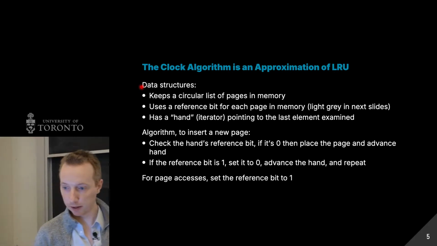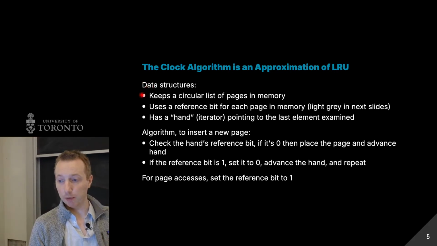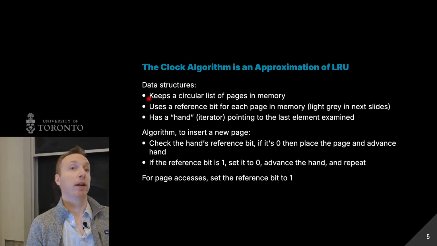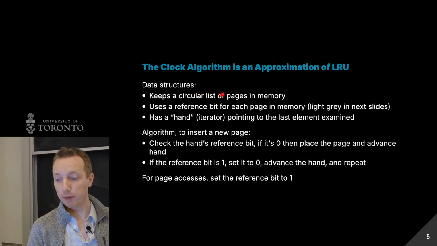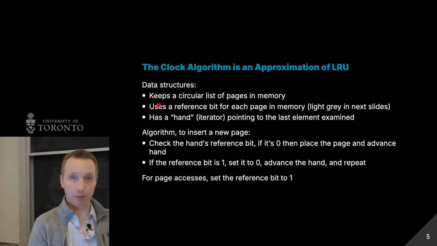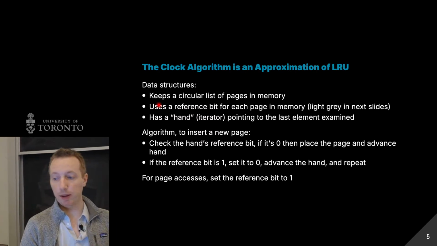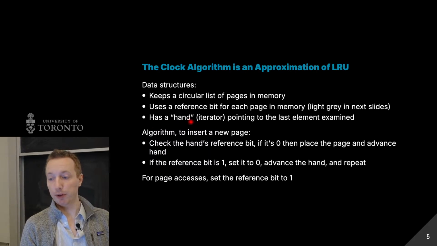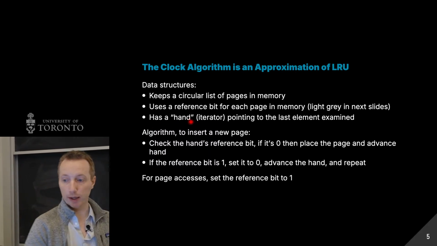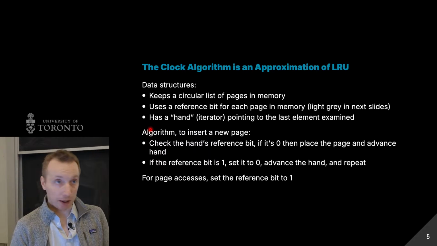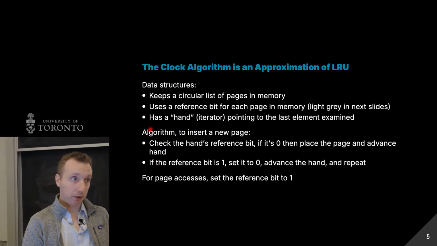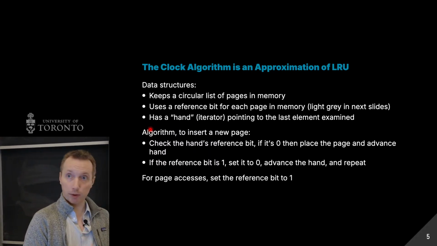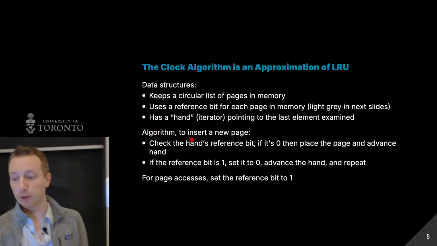Yeah. All right, so yeah, with the clock algorithm, a circular list of pages in memory. Each page has a reference bit associated with it. It was light gray in the slides. Then it has a hand, which is an iterator pointing to the last element examined. The algorithm only runs when you're doing page replacement, where the page you are trying to access is not in memory. Check the hand's reference bit.